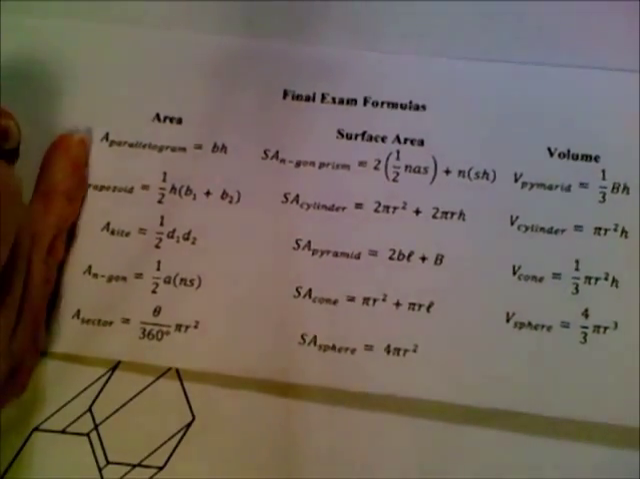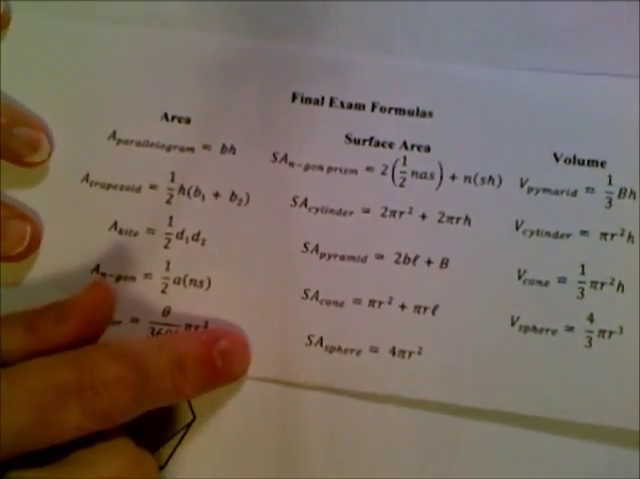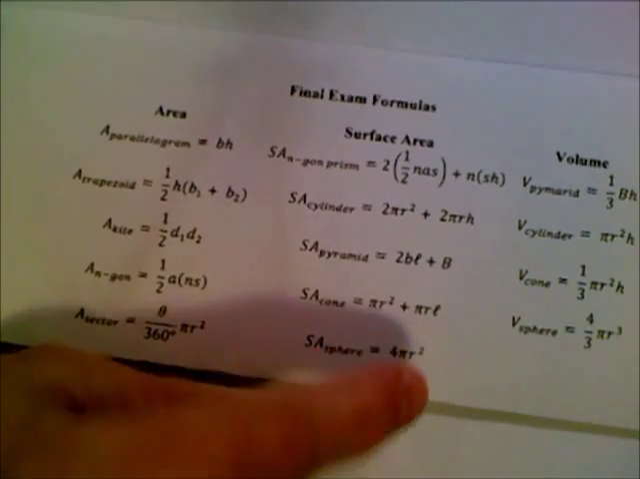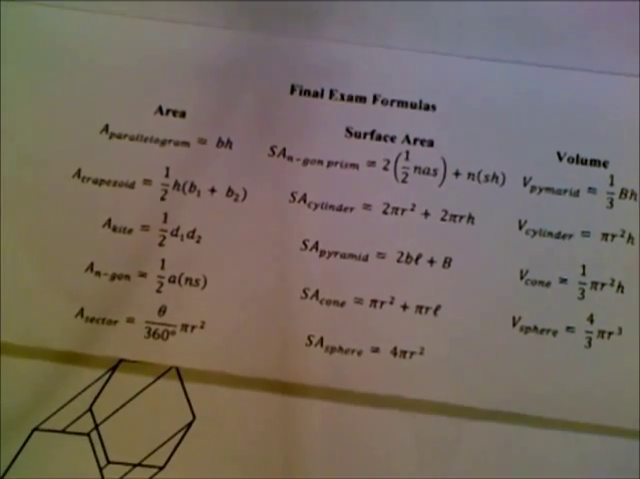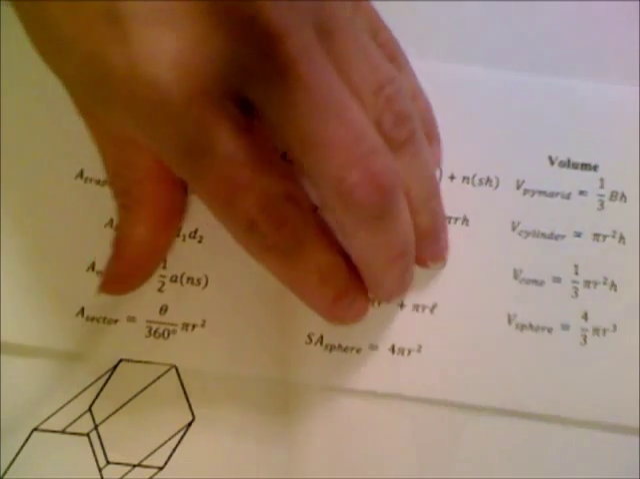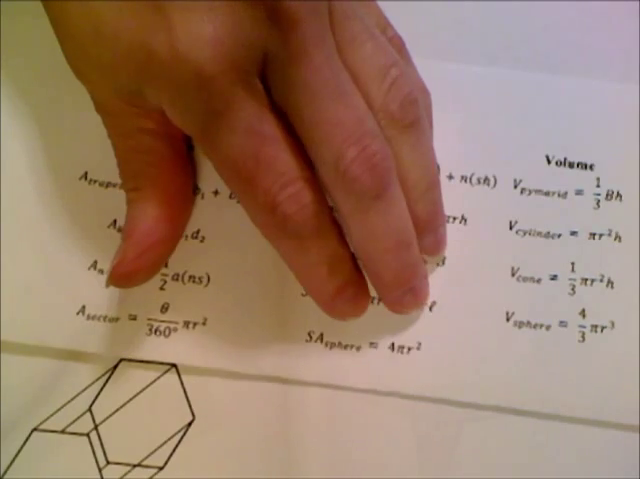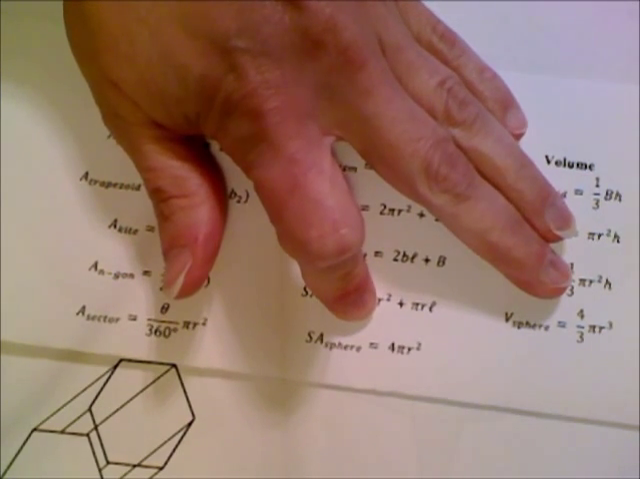We've already gone through the area formulas. Now we're going to go through surface area and volume. There are a couple where the method you use to come up with their formula is beyond the scope of this class, and that is for the sphere, the volume, and the surface area.